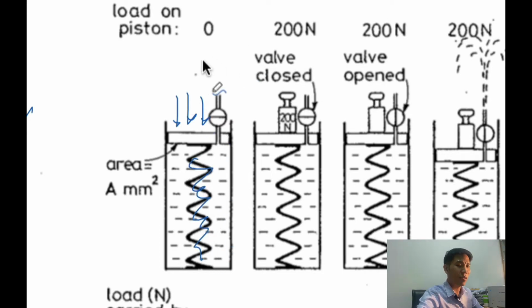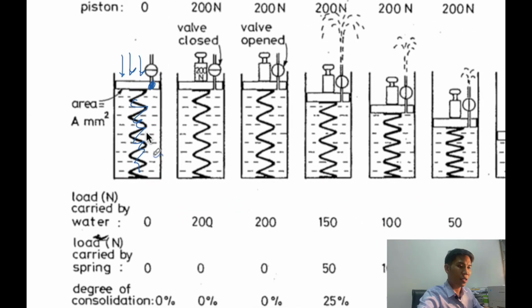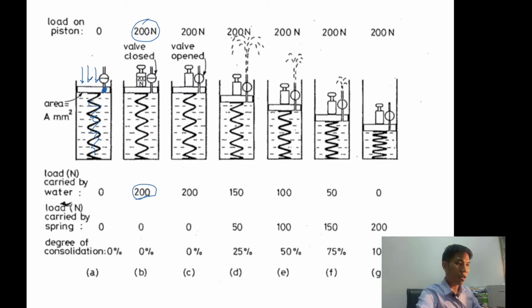At the starting point, when I apply the load to the soil and I close this valve, the stress will transfer directly to the water. That means if we apply a load of about 200 Newton, firstly the water carries the load of about 200 Newton. After the valve is open, the water is trying to flow out this way.